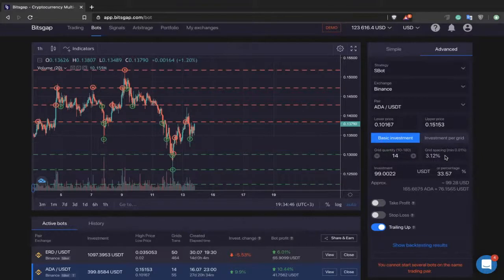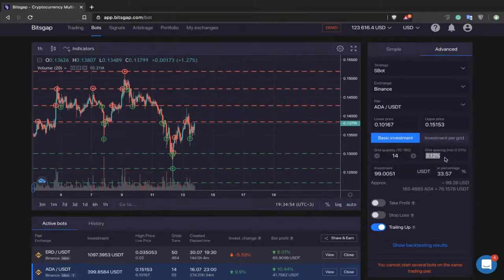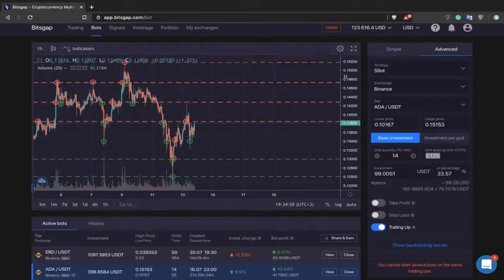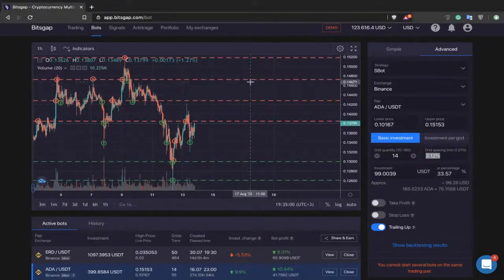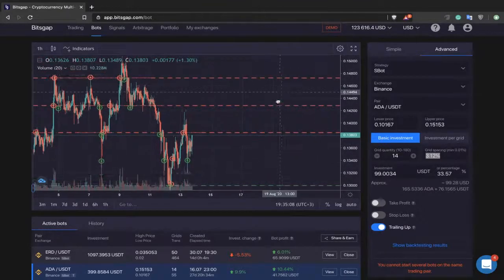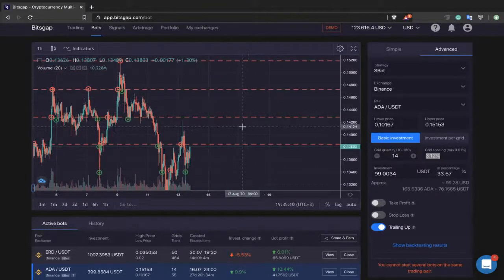So the concept of grid spacing arises. That's the space between your grid levels. The bigger the grid spacing, the higher the distance between your orders, and the bigger the profit potential, because that creates the margin effect. That's quite logical: the lower you buy and the higher you sell, the bigger is your margin profit.